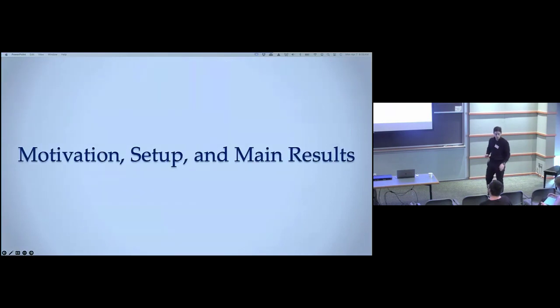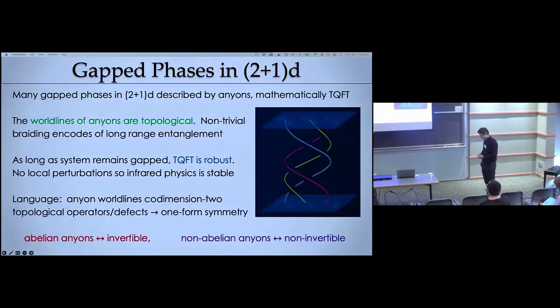Okay, so let's start with some motivation and setup. What are we talking about here? Everybody in this audience loves gapped phases in 2+1 dimensions. These are described by anyons, and we model them mathematically by topological field theory, at least for the class of phases that I'm talking about. That will be the model. So the world lines of anyons are topological, and as long as the system remains gapped, the topological field theory is robust. In particular, we're talking about systems with no local operators, so there are no local perturbations. The infrared physics has some stability.